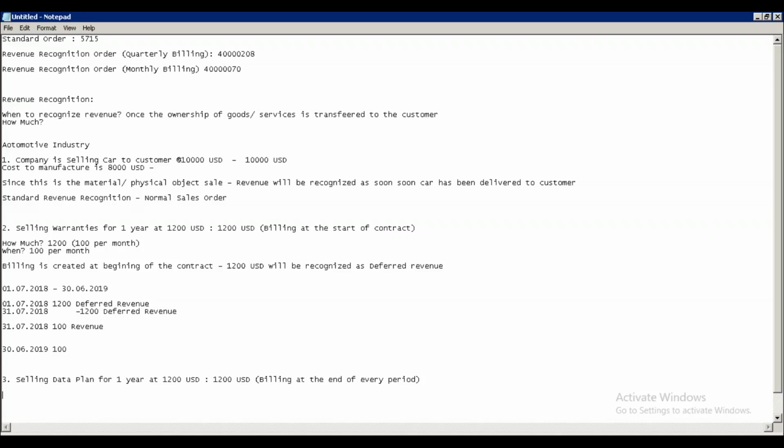Data plan means normally a monthly plan. If you are going for a monthly plan, it will cost you 120 USD.